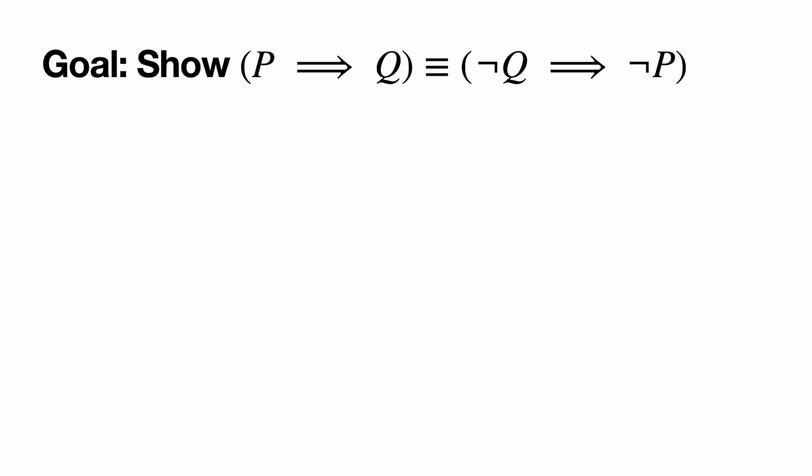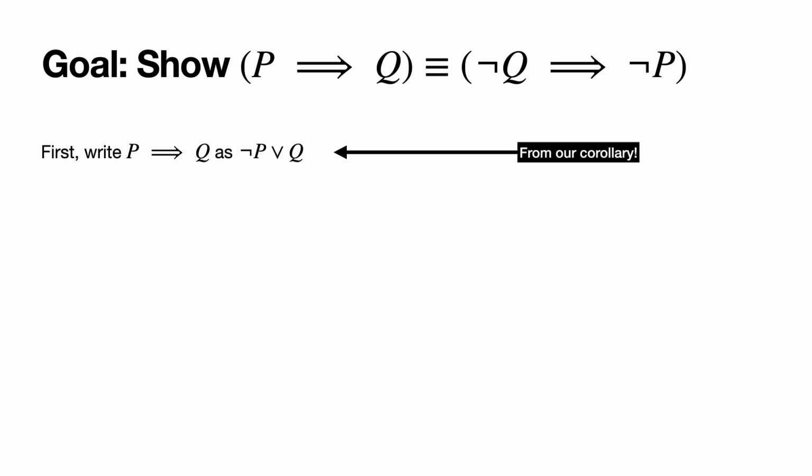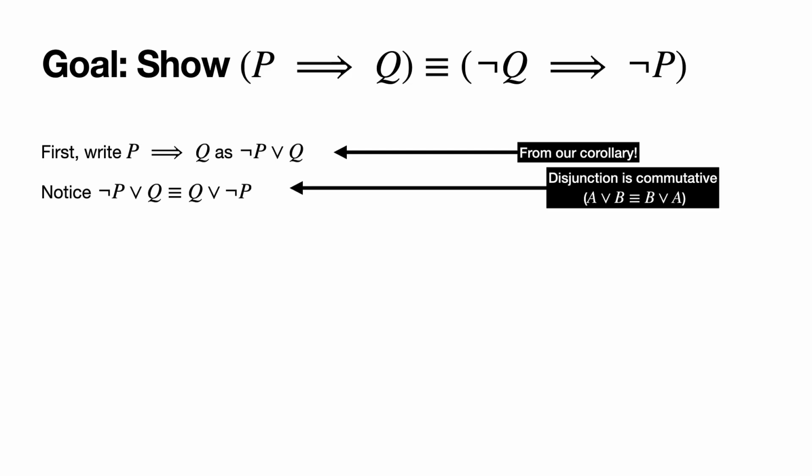So now let's go ahead and show that P implies Q is logically equivalent to not Q implies not P. So what we're going to do first is write P implies Q as not P or Q. This is what we just showed from our corollary. And now notice that our disjunction is commutative. We can basically swap the order of it. You can't swap the order of the conditional. Once again, that creates the fallacy of affirming the consequent, but you can flip the order of the disjunction. So not P or Q is logically equivalent to Q or not P. In general, A or B is logically equivalent to B or A.